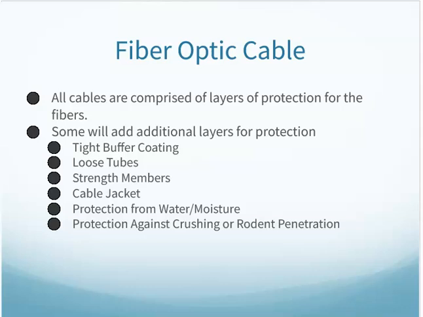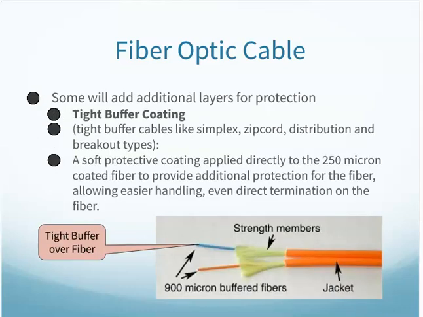So all cables are comprised of layers, and some will add additional pieces: tight buffer, loose tube, strength members, cable jacket, protection from water, moisture, protection against crushing, rodents, etc. So let's go through those, and I try to put a lot of sample pictures in here so you can see what they're talking about.